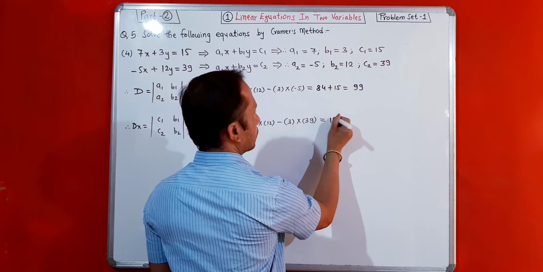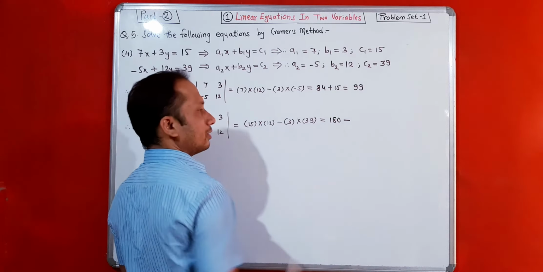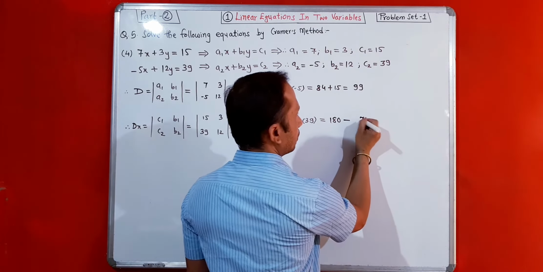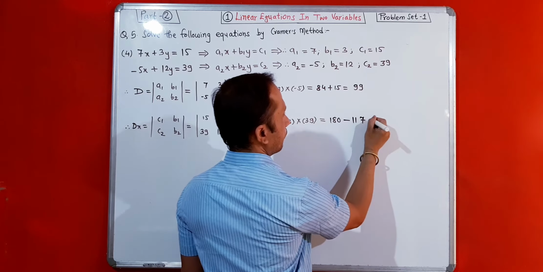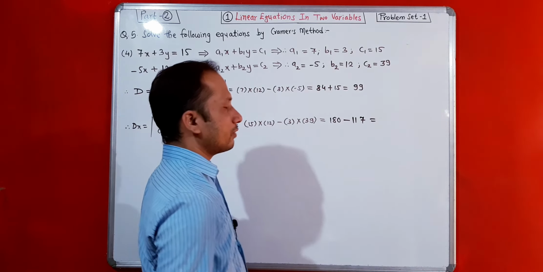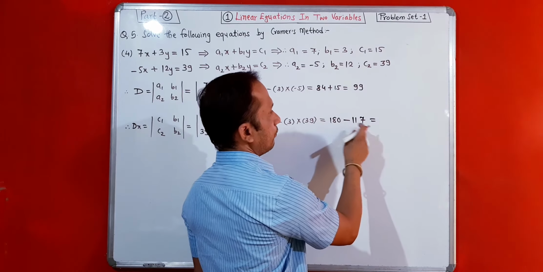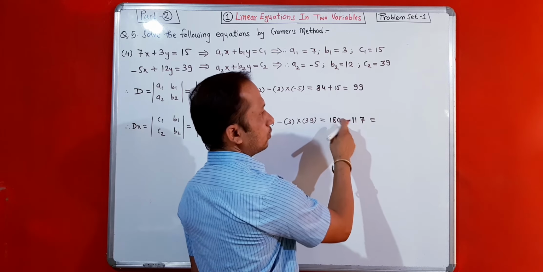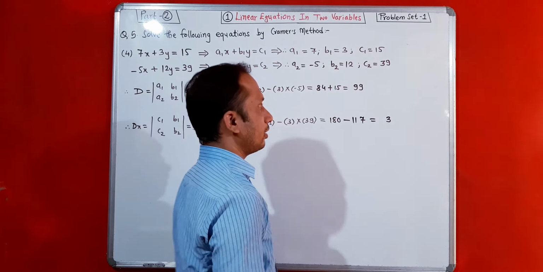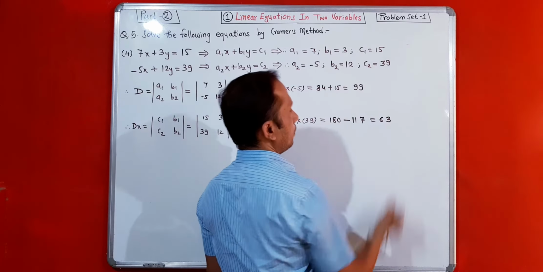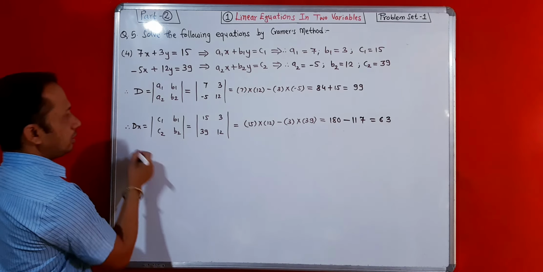You can do this. 9 3s are 27 and 3 3s are 9. It is 117. Now just subtract this. If you subtract this, 10 minus 7 is 3, carry on, it is 63. So this is dx, therefore dy.